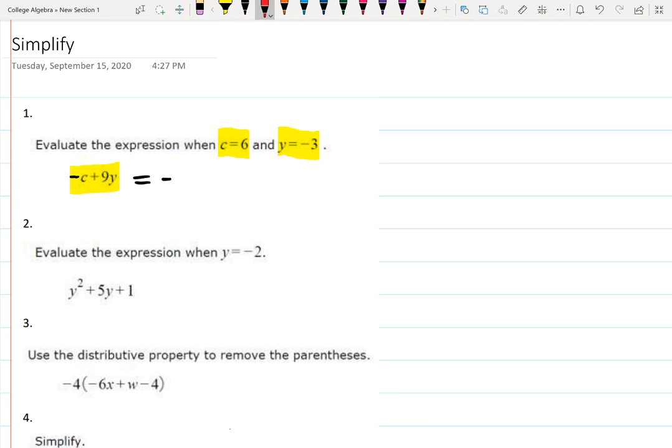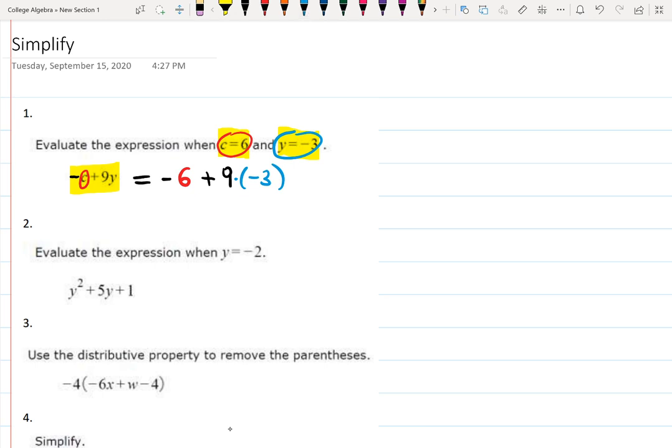So basically what you're doing is you're copying this value and you paste it everywhere you see the corresponding variable or constant. So in this case, c is 6 and I'm putting 6. 6 becomes negative 6 because we had minus c. Plus 9, and instead of y, I'm going to copy and paste minus 3. Put parentheses around minus 3 because it is negative, so you don't misunderstand this notation with 9 minus 3 versus 9 multiplied by negative 3.